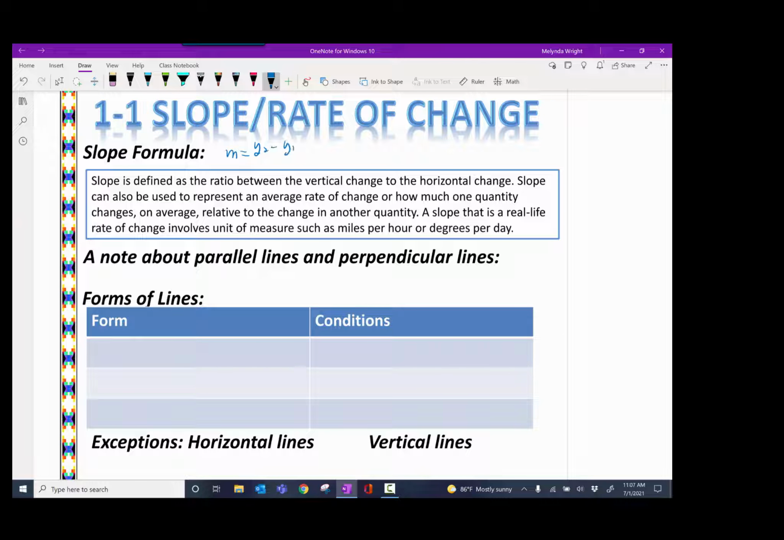And we can use slope in different kinds of applications. We can use it to represent an average rate of change. If we are talking about a real life application, there would be units associated with it, like miles per hour or degrees per day. We have a few special cases. We've got parallel lines. If you recall, parallel lines have the same slope. And then perpendicular lines have opposite reciprocal slopes.